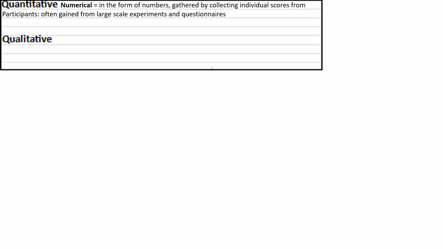To gain individual scores, we'll get these from large-scale experiments, where we might have many hundreds of participants carrying out a timed task, or gaining a score from an activity, or perhaps it'll be from sending out many thousands of questionnaires, including questions that are rated on a scale. So that's what quantitative data is.